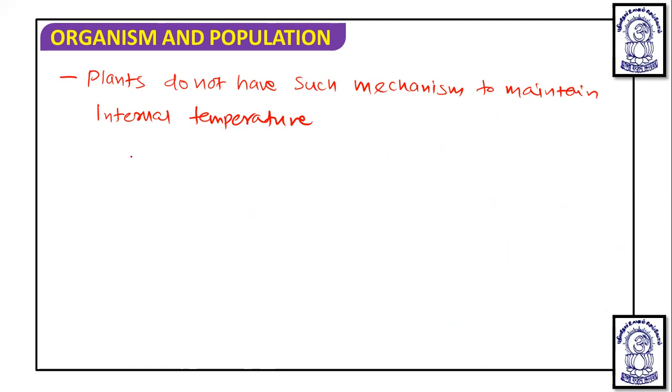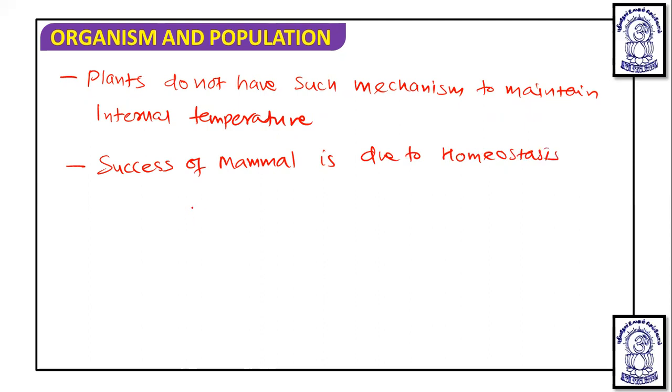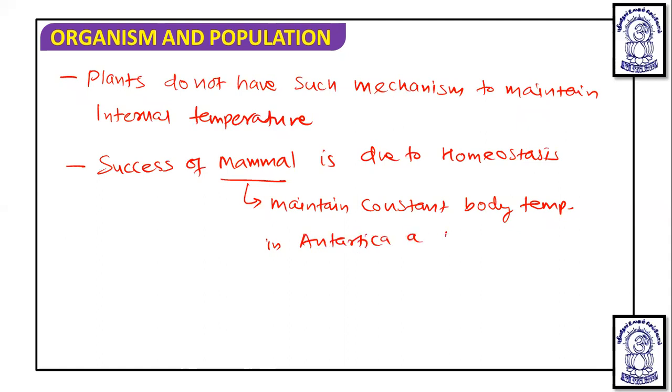concentration. So evolutionary biologists believe that the success of mammals is largely due to their ability to maintain a constant body temperature and thrive whether they live in Antarctica or the Sahara desert. So everywhere they live, the success of mammals is due to homeostasis. They maintain a constant body temperature in Antarctica as well as the Sahara Desert.